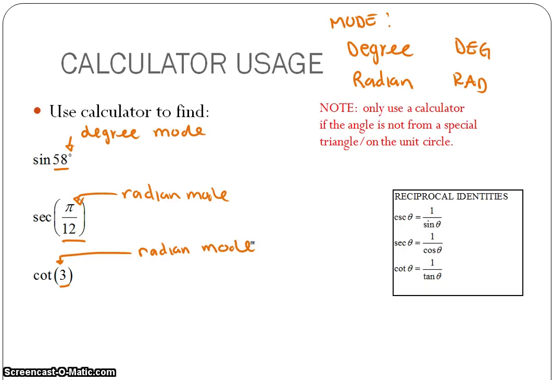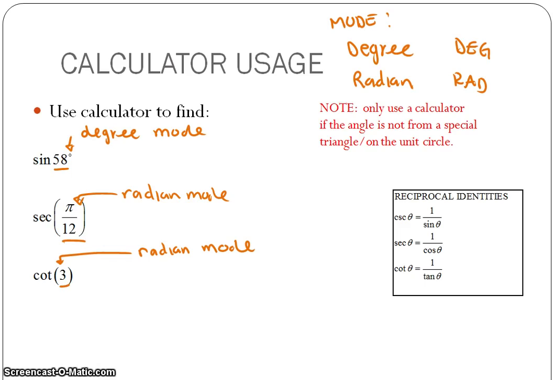Now remember, if I said like find cotangent of pi, pi is 3.14 radians. So cotangent of 3 is very close to cotangent of pi, because 3 radians is almost the same as 3.14 or pi.